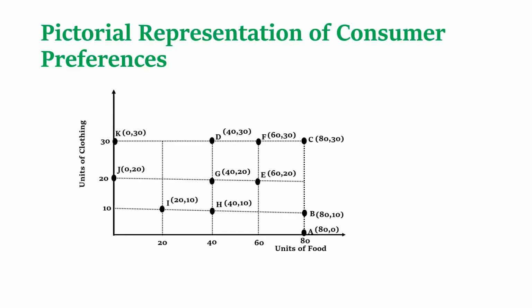By the same token, a rational consumer would like to be at point E relative to point H. Because at point E, he gets more of both goods, and at point H, he gets less of both goods. More is preferred to less. So the consumer would prefer to be at point E than at point H.